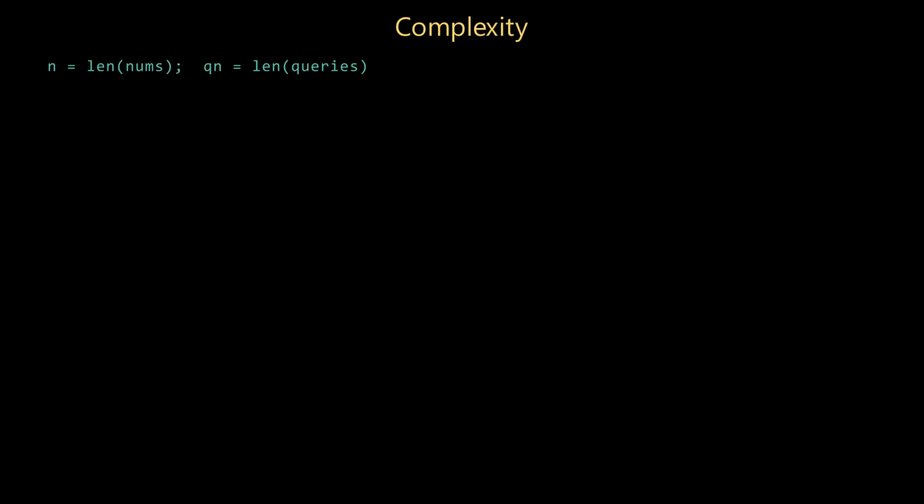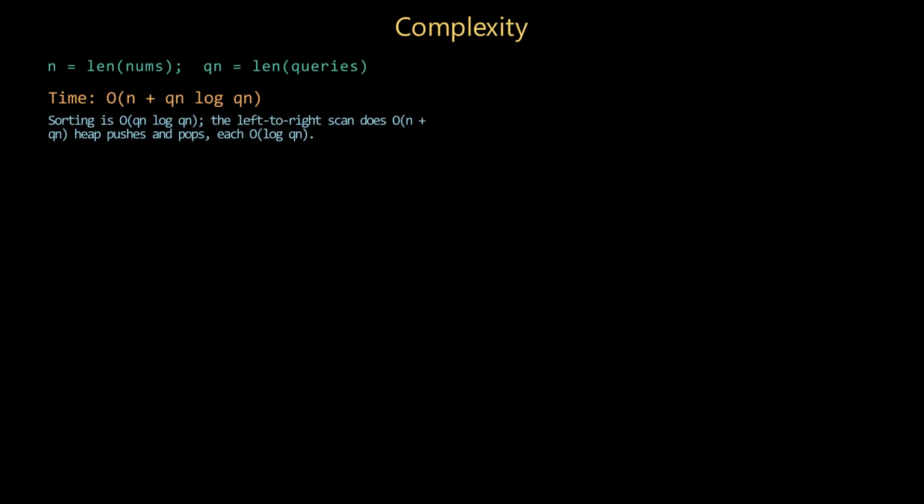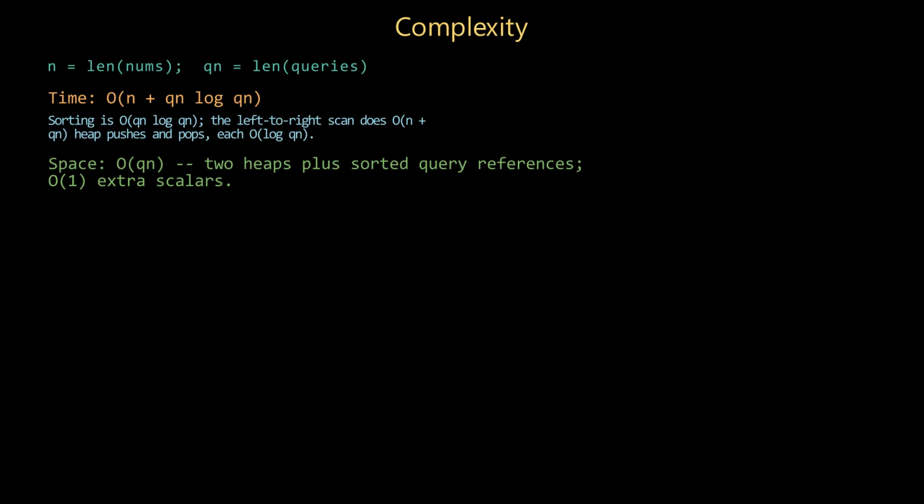Let n be the length of nums and qn be the number of interval queries. We sort the queries once, then sweep each index from left to right. Time is O of qn log qn for sorting, plus order n plus qn heap pushes and pops, each in log qn time, so overall O of n plus qn log qn in the worst case. Space is O of qn for the two heaps and the sorted copy of the query list, only a constant number of extra counters beyond that.